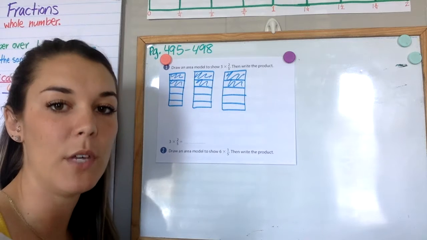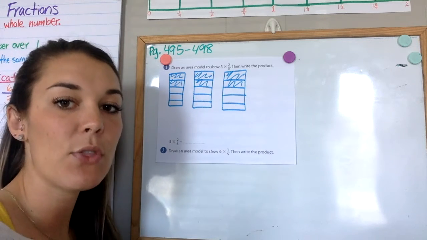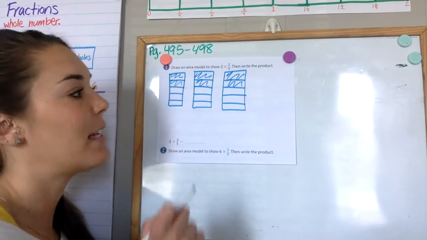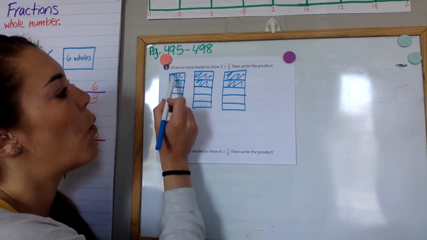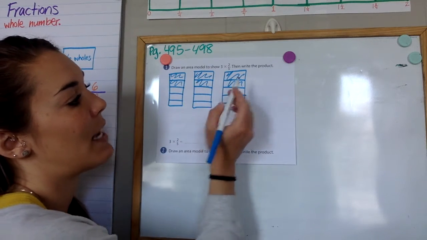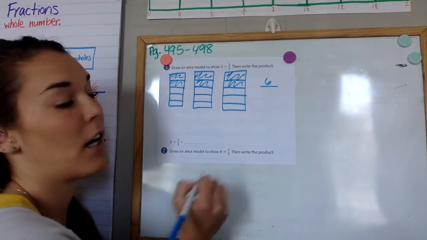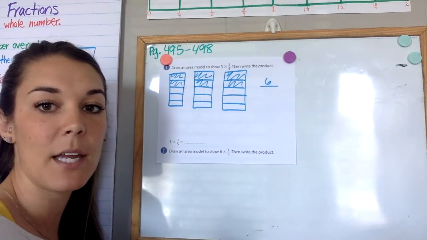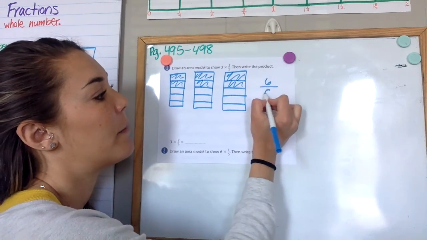If we look at the model, we can solve the problem. What is 3 times 2/5? Let's look and see how many are shaded. 1, 2, 3, 4, 5, 6. 6 over, I never changed the denominator, 5, right?